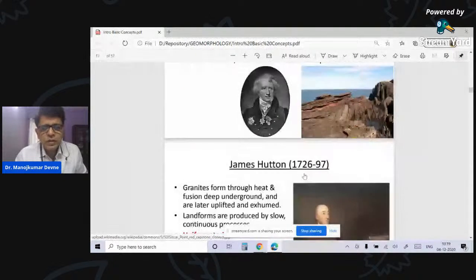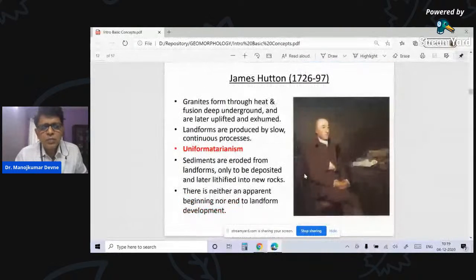Okay, but amongst them, the important one is James Hutton. Granites form through the heat and fusion deep underground and were later uplifted and exhumed. Landforms are produced by a slow, continuous process. He called this uniformitarianism. This is the most important concept a geomorphologist has to know. He speaks about what is called uniformitarianism, because before uniformitarianism, there was a concept called catastrophism.